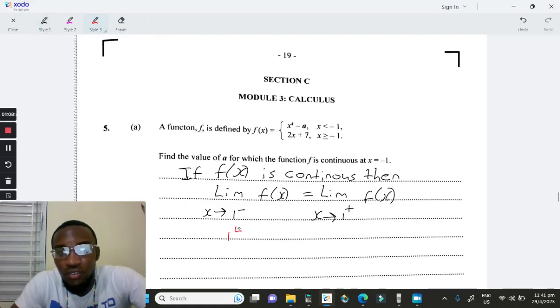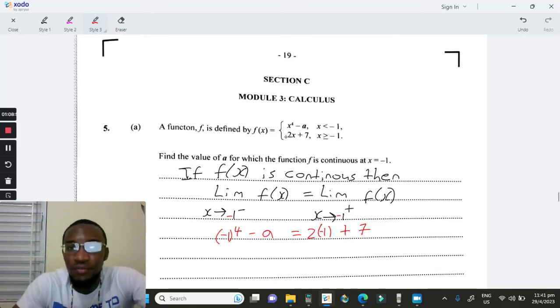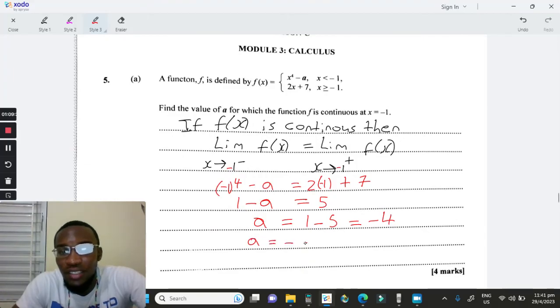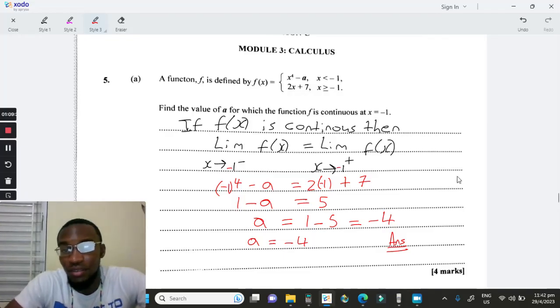So that means 1 to the 4th power minus a should be equal to 2 times 1 plus 7. Is it 1 or -1? -1. Let me put on my negatives. -1 to the 4, 2 times -1. -1 to the 4 is 1, so this is 1 minus a equal 2 times -1 is -2. -2 plus 7 is 5. So bring over a would be equal to 1 minus 5, and 1 minus 5 is -4. So a would be equal to -4 to make the function continuous. Very easy, straightforward, no problem.